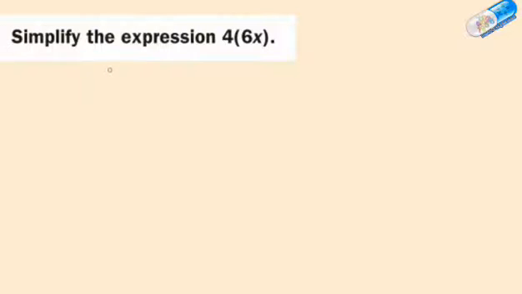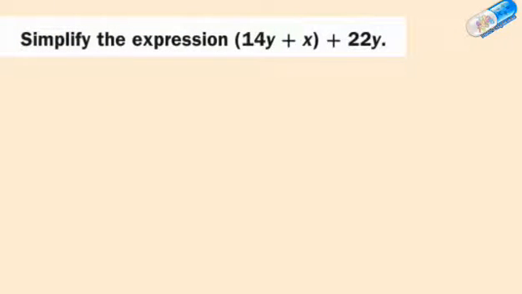If we want to simplify this expression, 4 multiplied by 6x. Simplify means we do not need brackets or parentheses. We also do not need to have more than one like term together. So 4 multiplied by 6x is equal to 4 times 6x, which is 24x. So this is the simplest form of this expression.